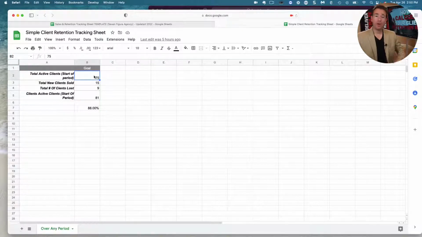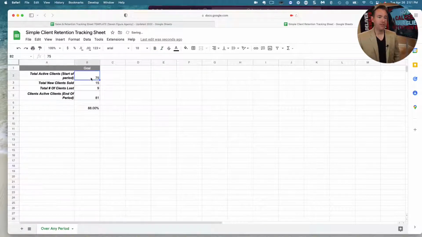Ultimately, let's say I wanted to look at retention for the month, a quarter, so far this year, or for the last year. You would just need to plot these numbers in. As an example, let's say we started April with 75 clients. We sold 15 new and we lost 9. Basically, this adds the 75 plus the 15 minus the 9, and that's how many we have at the end of the period.